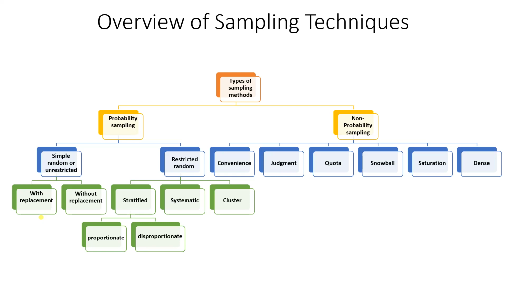On the other hand, there is a group of sampling techniques which are jointly clubbed together and are called non-probability sampling. So, in very simple terms, non-probability sampling includes those sampling techniques in which the probability or chance of selecting any unit into the sample is not fair or equal. And this includes a number of techniques. I have listed a few, like convenience, judgment, quota, snowball, saturation, and dense sampling. All these will be discussed in the next lecture.